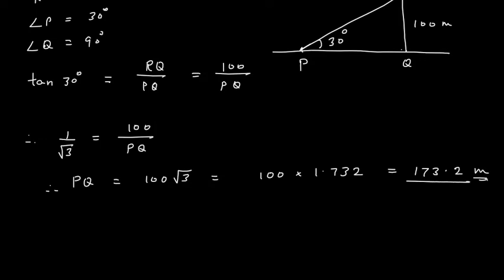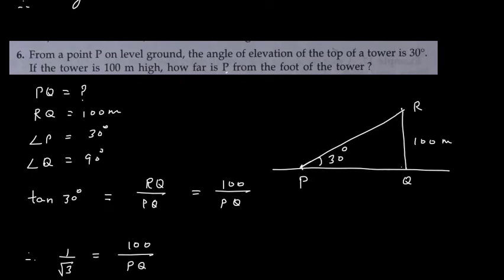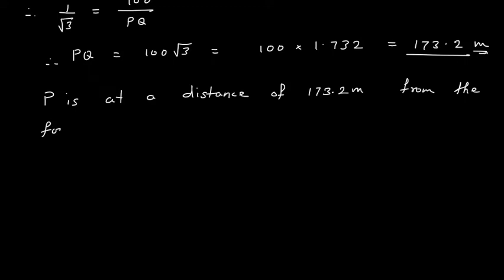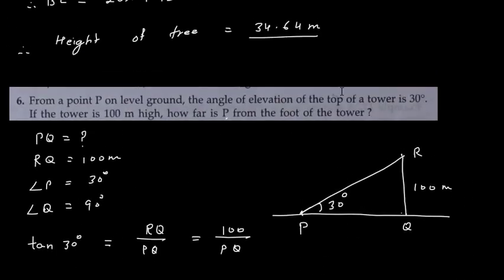So the question is, how far is P from the foot of the tower? So I will say that P is at a distance of 173.2 meter from the foot of the tower. Okay, so this is the answer.